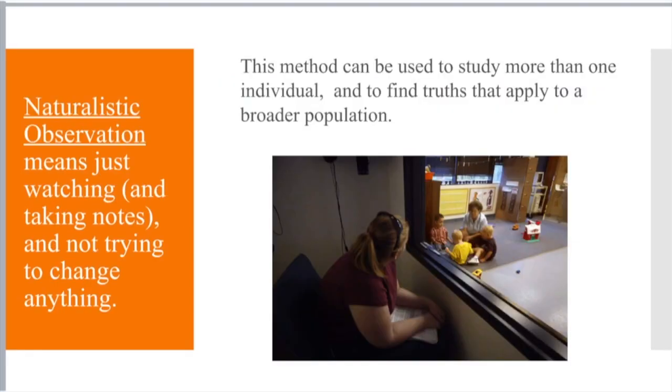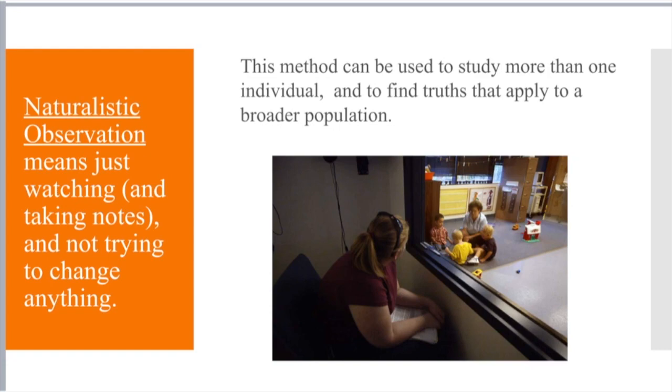So with that example, Phineas Gage's example of a case study, we are now going to move on and look at naturalistic observation, right? This is pretty intuitive. This is exactly what it sounds like. It means just watching and not trying to change anything. We're taking notes, we're watching, in this particular example, we're watching children interact with one another, and we're taking notes. How do they interact? Is it different when they're 2 years old versus when they're 4 years old?